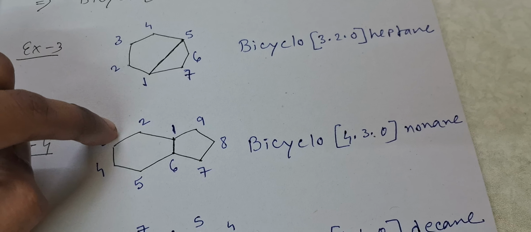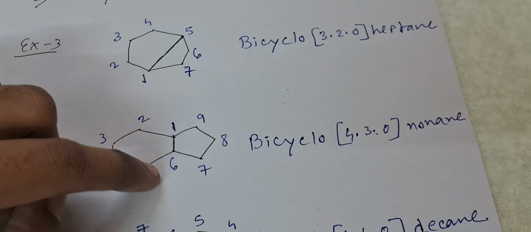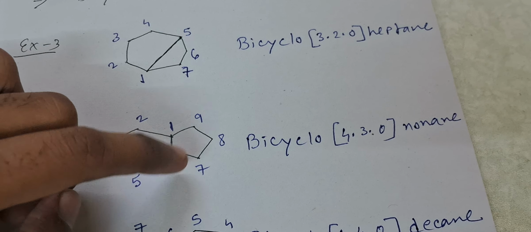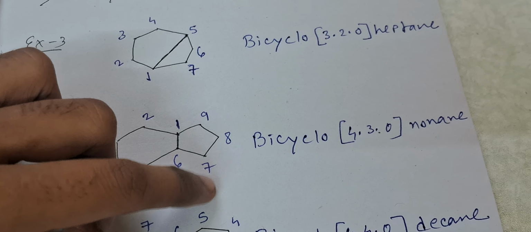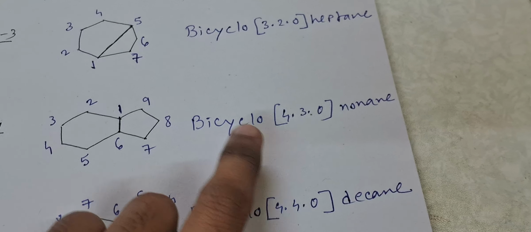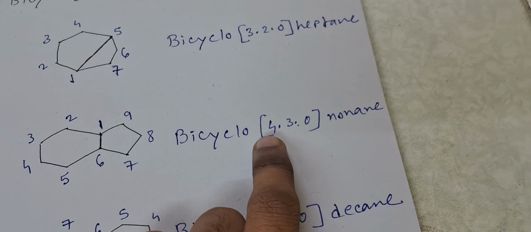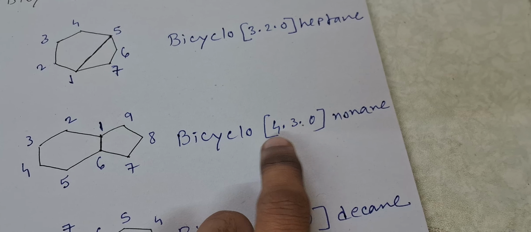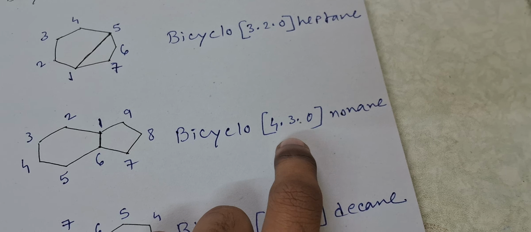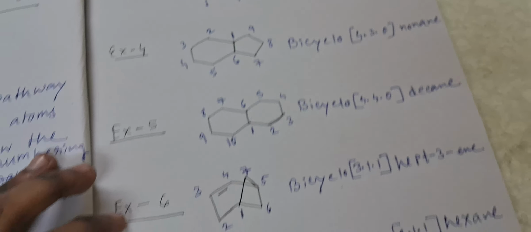Left side has higher number of carbon atoms than the right side, because there are 4 carbon atoms present between 1 and 6th position, while in the right side there are only 3 carbon atoms present between 1 and 6th position. It is bicyclo 4 3 0 nonane. 4 3 0 is the descending order: 4 higher than 3, 3 higher than 0, and it should be written within the square bracket.